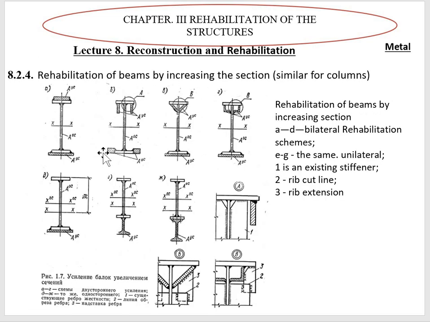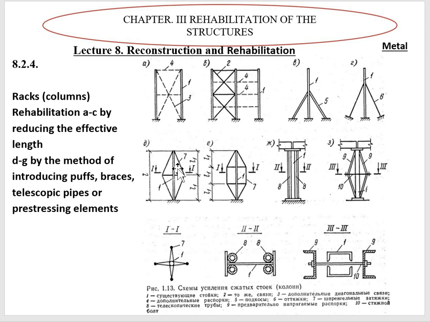Also, we can rehabilitate structures by increasing their section, by adding additional elements from the bottom to the top. In this way we can also add additional elements only at the lower part of the element, or we can even add an extra beam. Here are the main nodes of this solution, but all these solutions are connected with increasing the section of the bending elements.